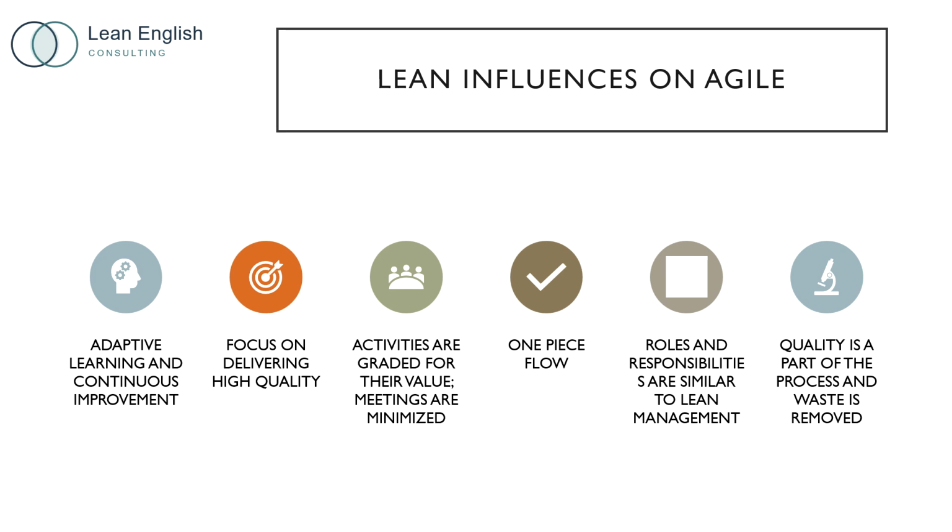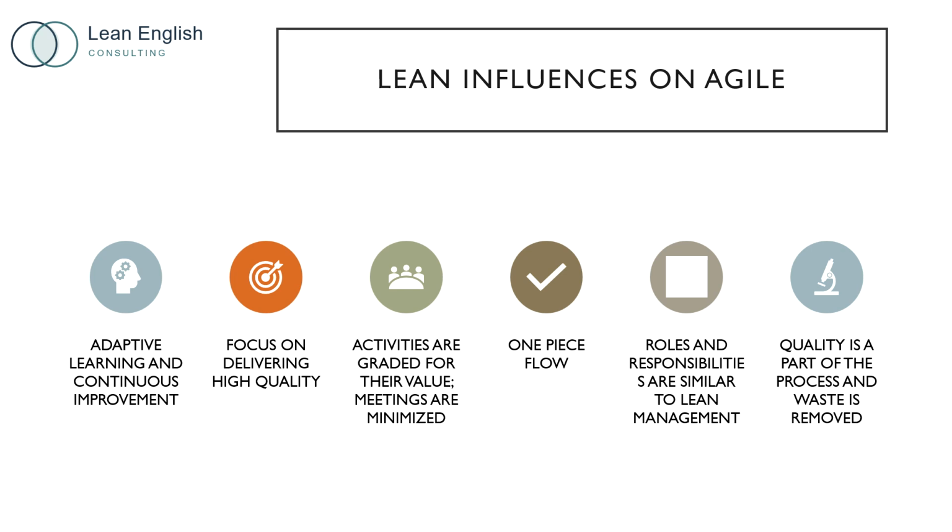Activities are graded for their value, meetings are minimized. Agile projects are started with the minimum amount of planning and documentation because they know that value is not added with more paperwork. The customer is paying for workable software, not additional meetings. One-piece flow. The sprints help the team focus only on a few tasks at a time. This reduces poor multitasking and inventory that is a waste until completed.